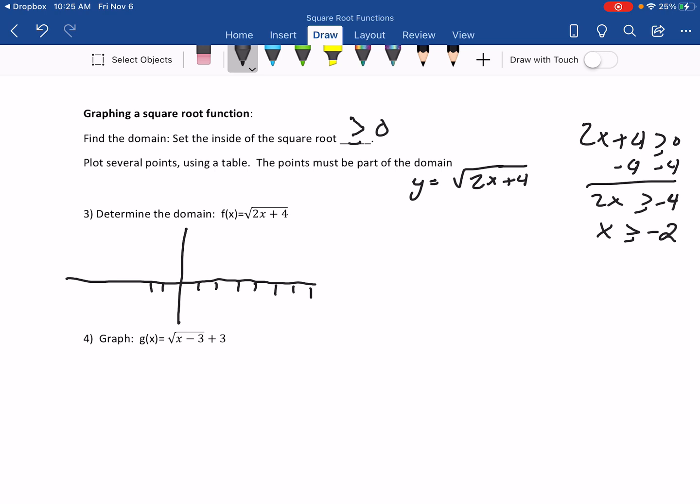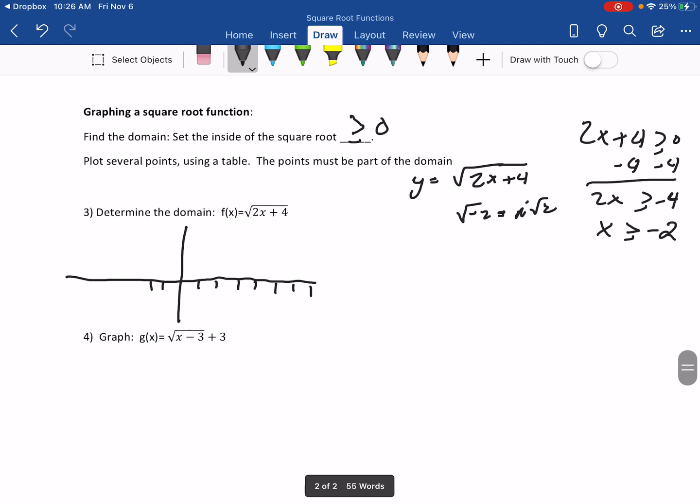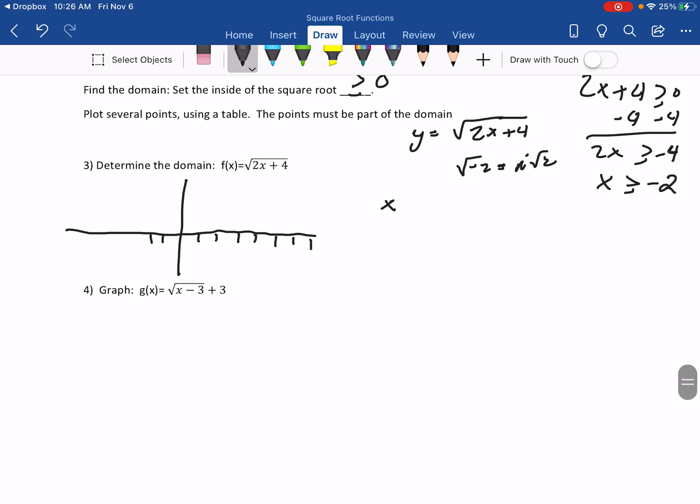All right, anything less than negative 2 is going to give us an imaginary number, right? If we put in negative 3, it'd be square root of negative 2, which is i square root 2. Okay, so let's make a little table, right? So we're going to go x, y equals square root of 2x plus 4.